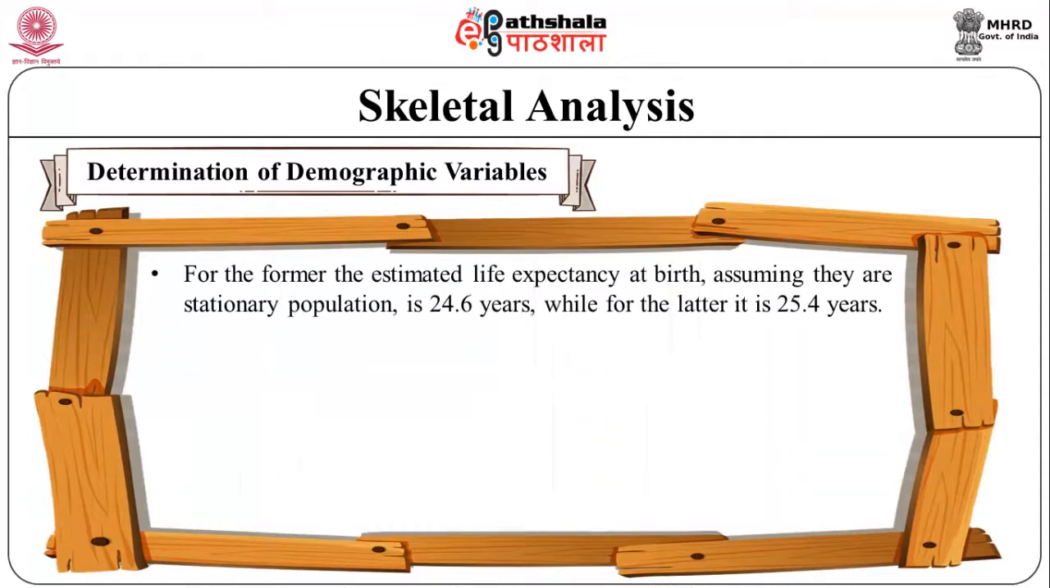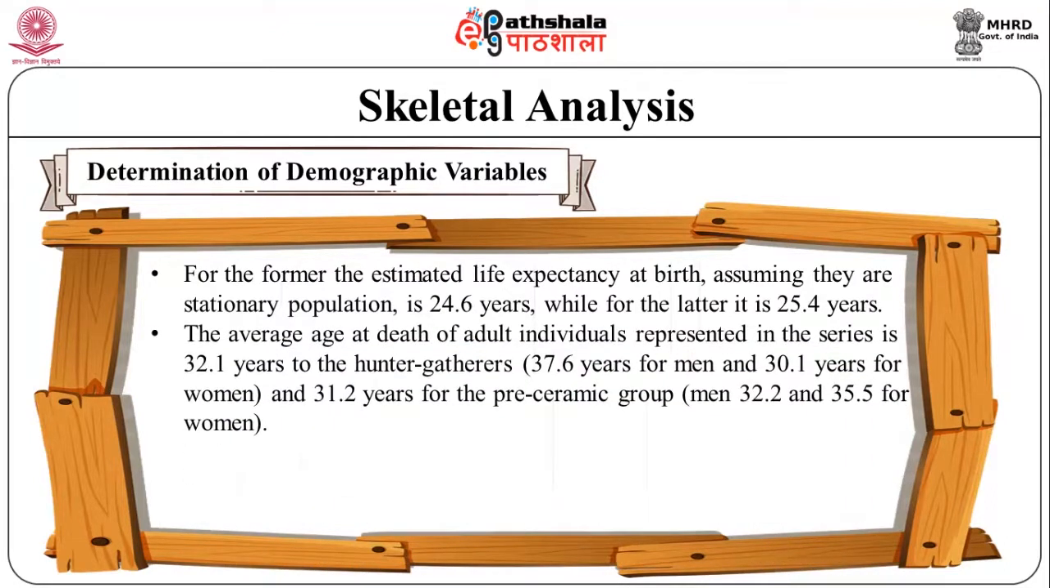For the former, the estimated life expectancy at birth, assuming a stationary population, is 24.6 years, while for the latter group it is 25.4 years. The average age at death of the adult individuals represented in the series is 32.1 years for the hunter-gatherers, including 37.6 years for men and 30.1 years for women, and it was 31.2 years for the pre-ceramic group, including 32.2 years for men and 35.5 years for women.